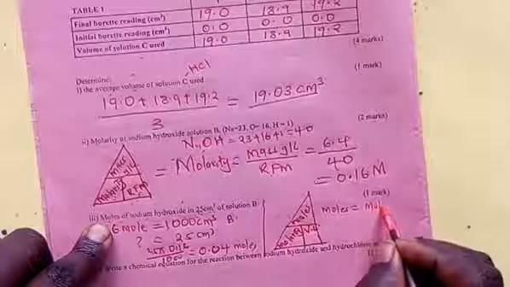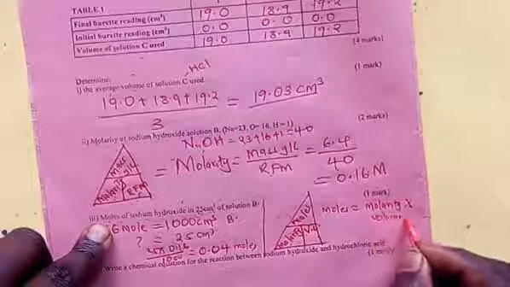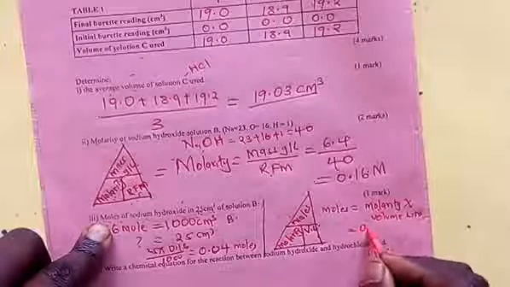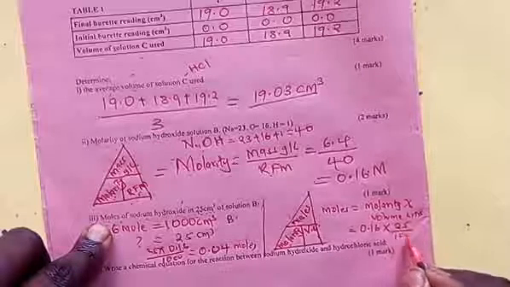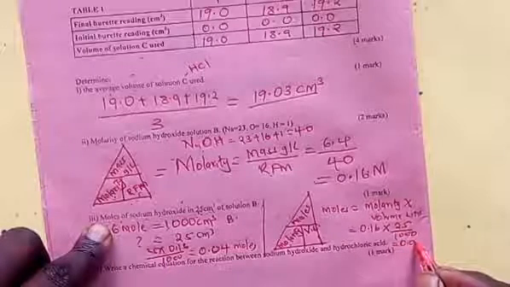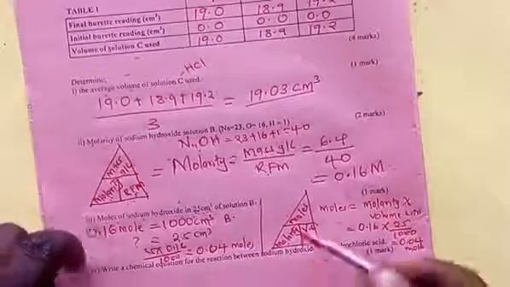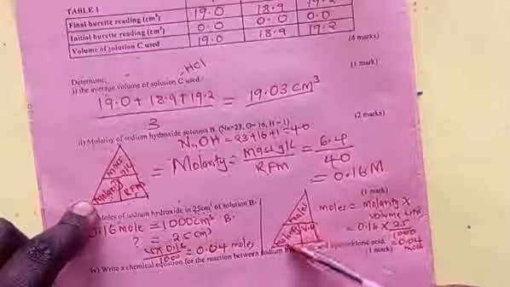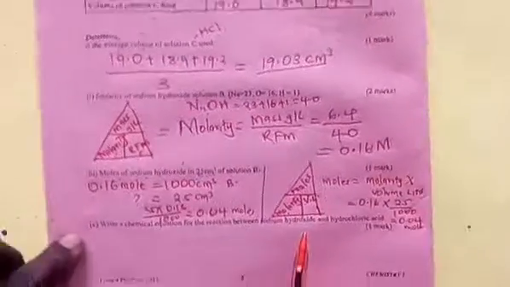molarity times volume, and this volume must be in liters. So molarity is 0.16, volume in liters, volume is 25 divided by 1,000, which makes it a liter, and this gives you 0.04 moles. Okay, good. Thank you. So I've given you already two types. If you want volume, you will use this. If you want molarity, you have moles and volume, you get this. Thank you. Let us go to the next question.